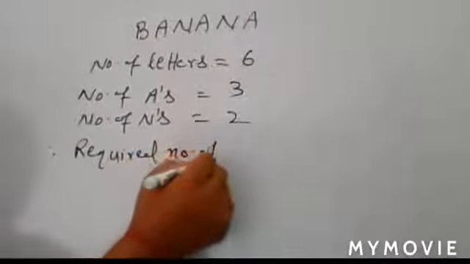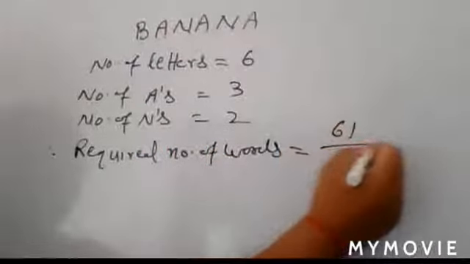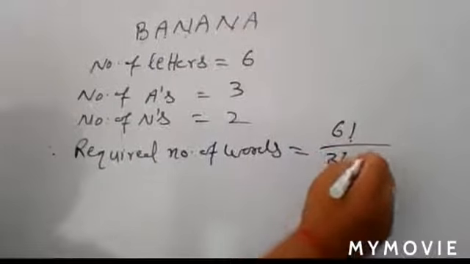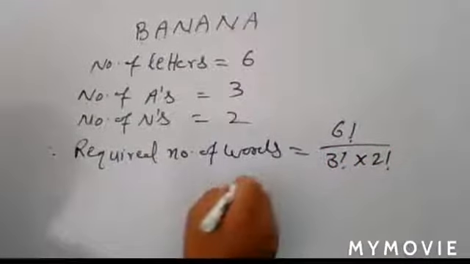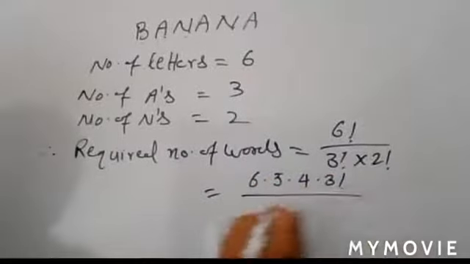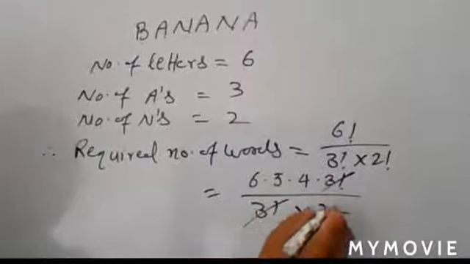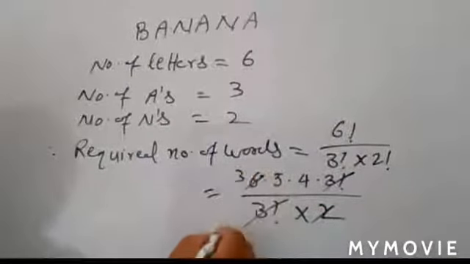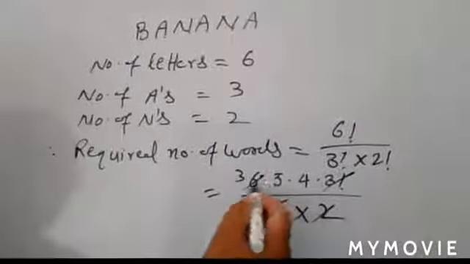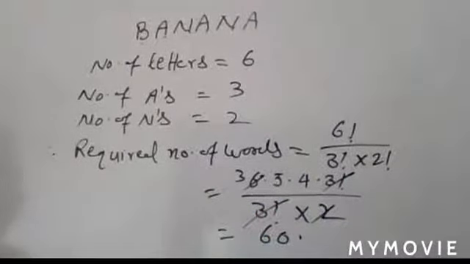So you can write the required number of words is equal to factorial 6 upon factorial 3 into factorial 2. So you have 6, 5, 4 into 3 factorial upon 3 factorial into 2. So that we cancel out. You can cancel it, here you have 3. So 5, 3 4s are 12, 5 12s are 60. So 60 is the total number of words. Okay, note it.